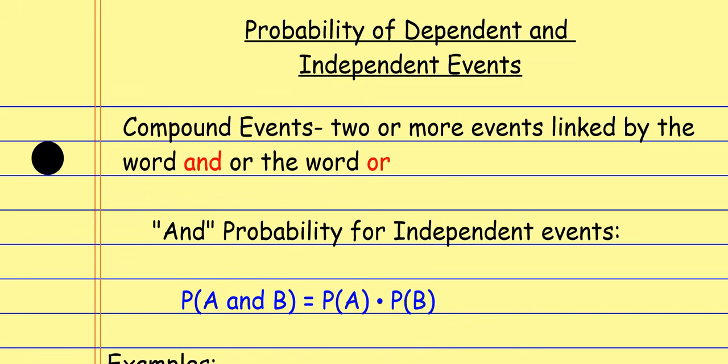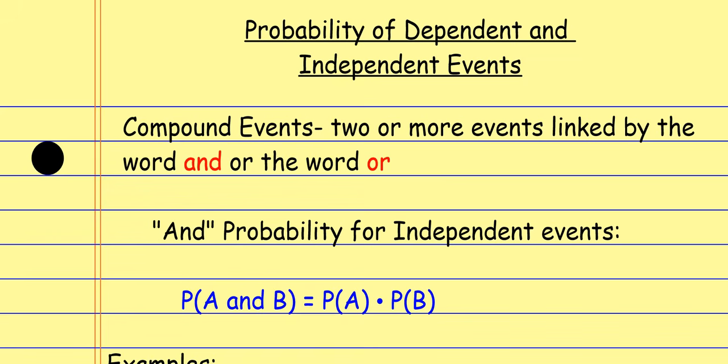Compound probabilities are basically when we have more than one thing that we're looking at the same time. And we either want both of those things to happen, so we link it with the word and, or we want one or the other of those two things to happen, so we link it with the word or. Okay, so compound events, two or more events linked by the word and or the word or. For dependent and independent events, we're going to focus on those and probabilities, all right?